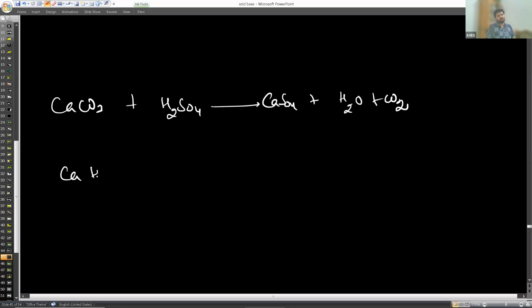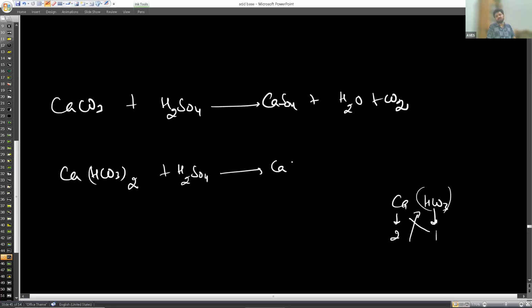Or if you take calcium hydrogen carbonate, why is it 2 in the whole bracket? Because calcium has 2 valency and HCO3 has 1 valency. So it will be going into bracket to get this one. This is calcium hydrogen carbonate. When it reacts with H2SO4, it will give you again the same salt, CaSO4 plus water plus CO2.